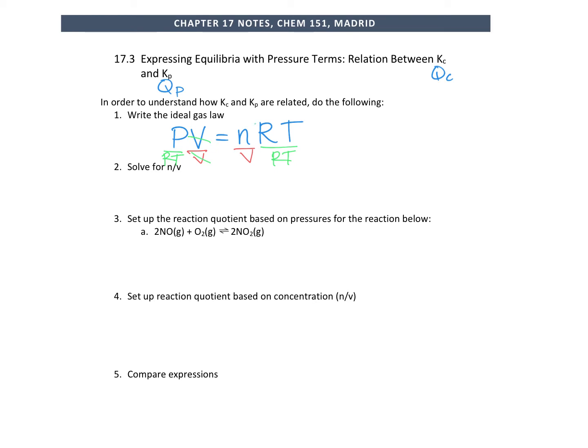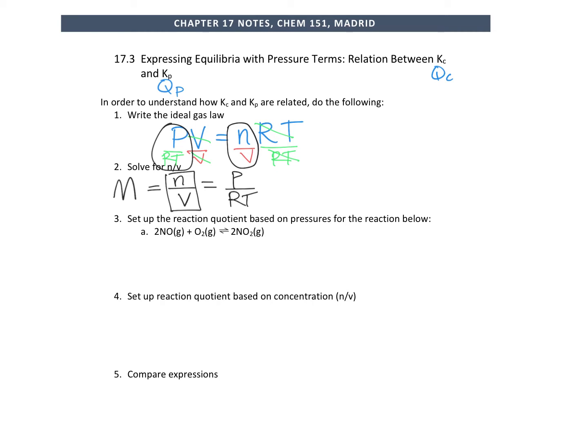So that cancels, that cancels. What I'm left with is N over V, that's what I have right here, is equal to P over RT. And that's what I have here. Why did I do that? What is N over V? N over V is moles per volume, or moles over liter, and that's the same thing as molarity. Molarity is equal to pressure over RT. So it's just giving you a relationship between molarity, or concentration, and partial pressures. So how does molarity relate to partial pressures?